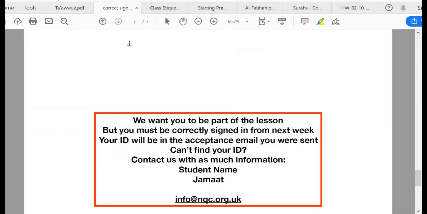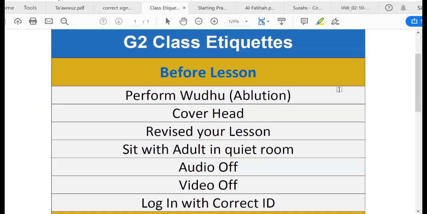Now, I will request the TA to go through the etiquettes. Assalamu alaikum. Walaikum assalam wa rahmatullah. Okay. So, everyone, I'll go through the etiquettes with you.